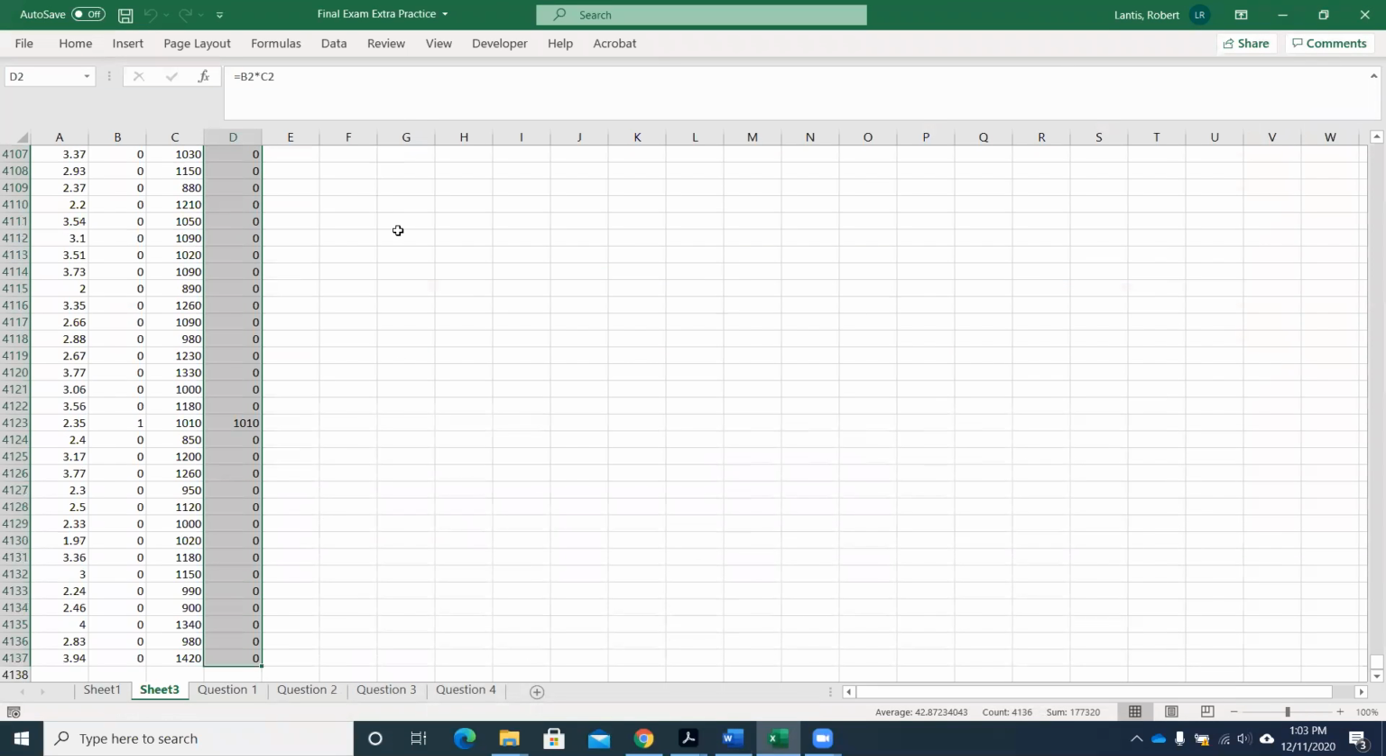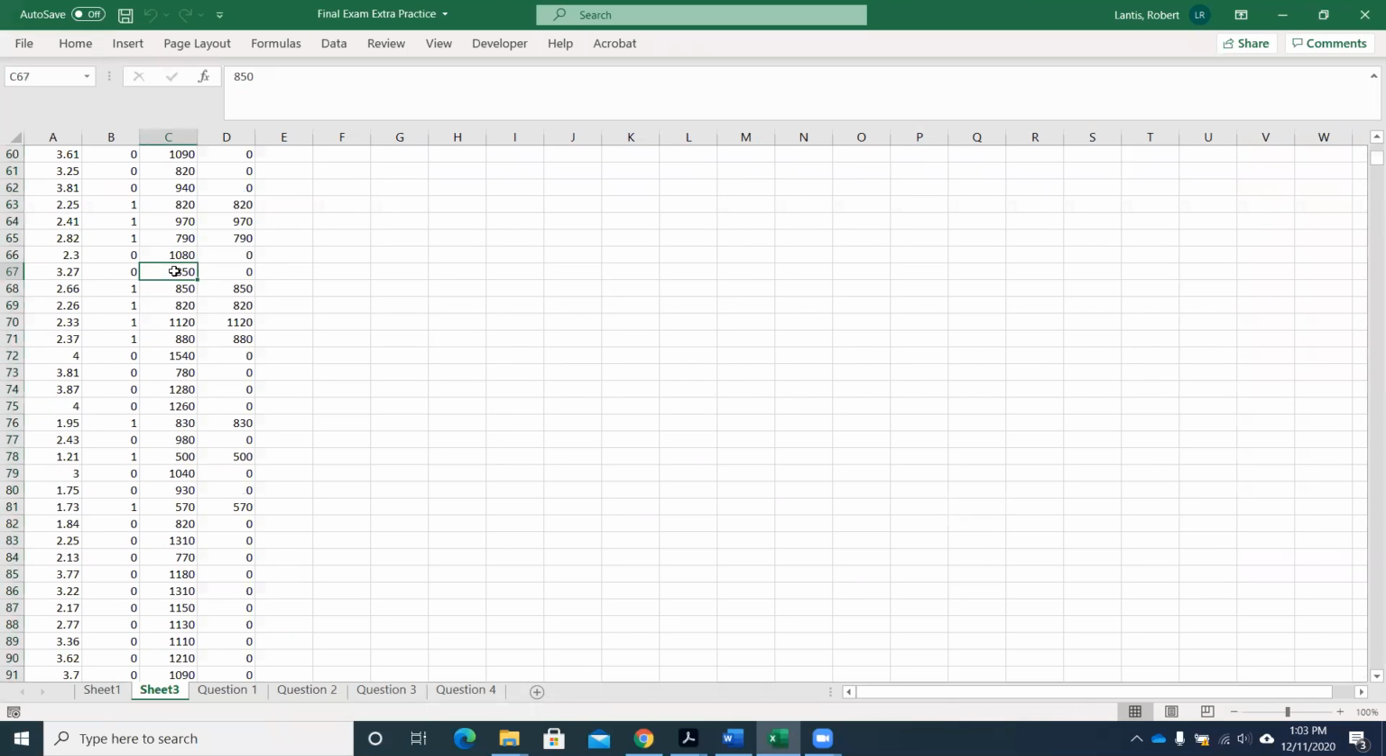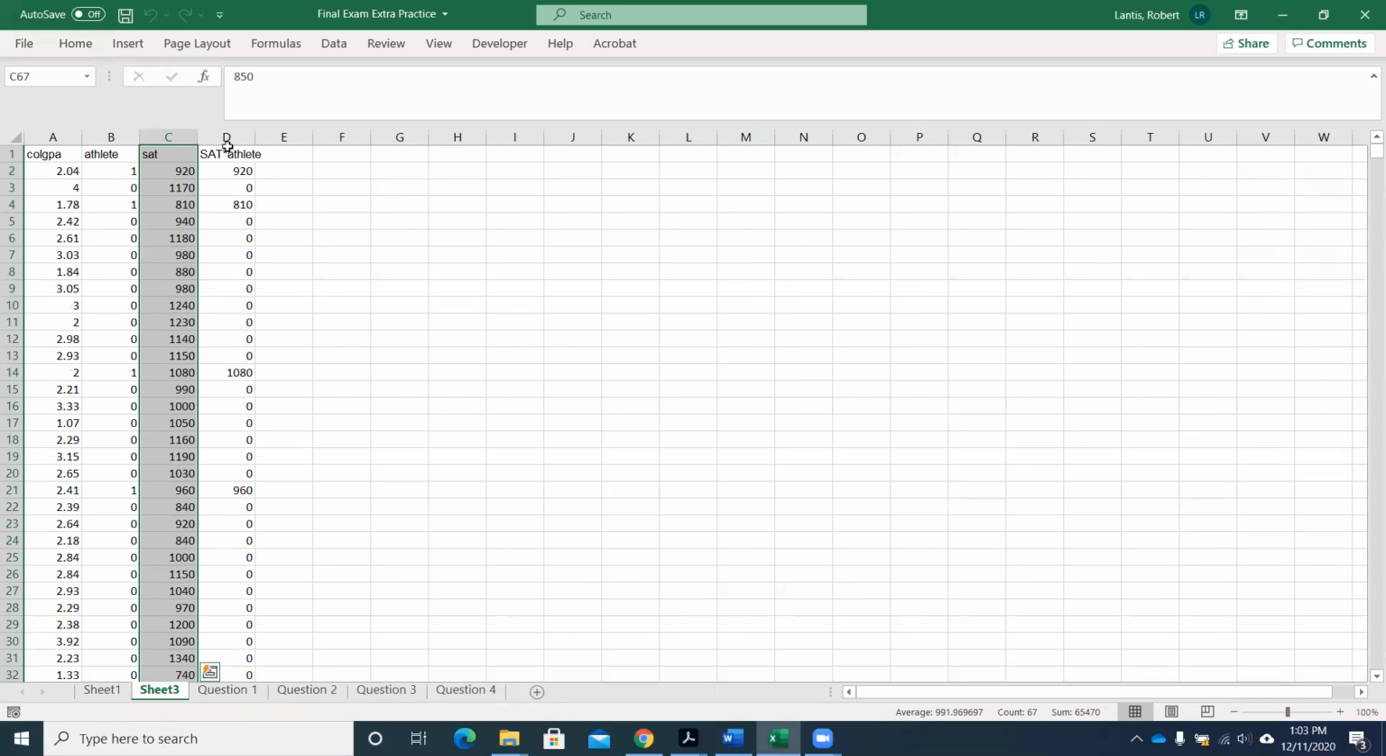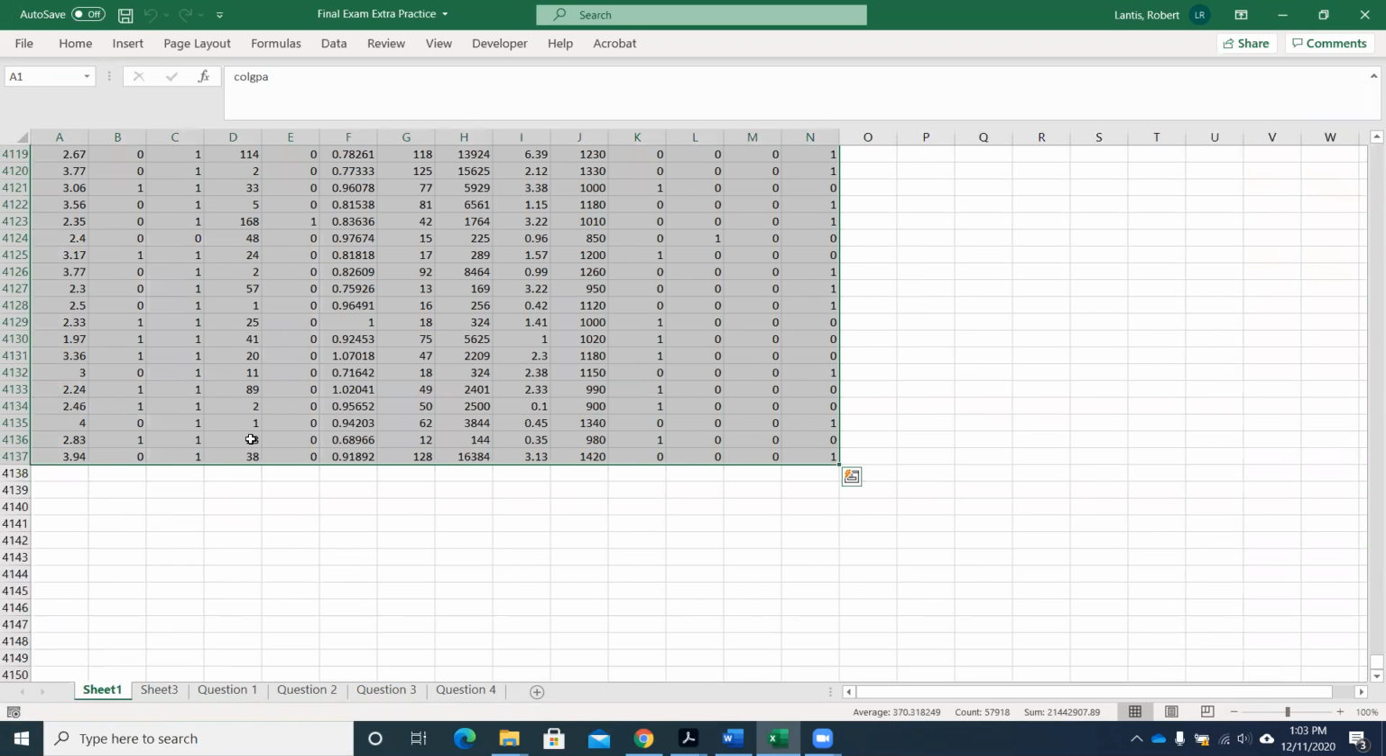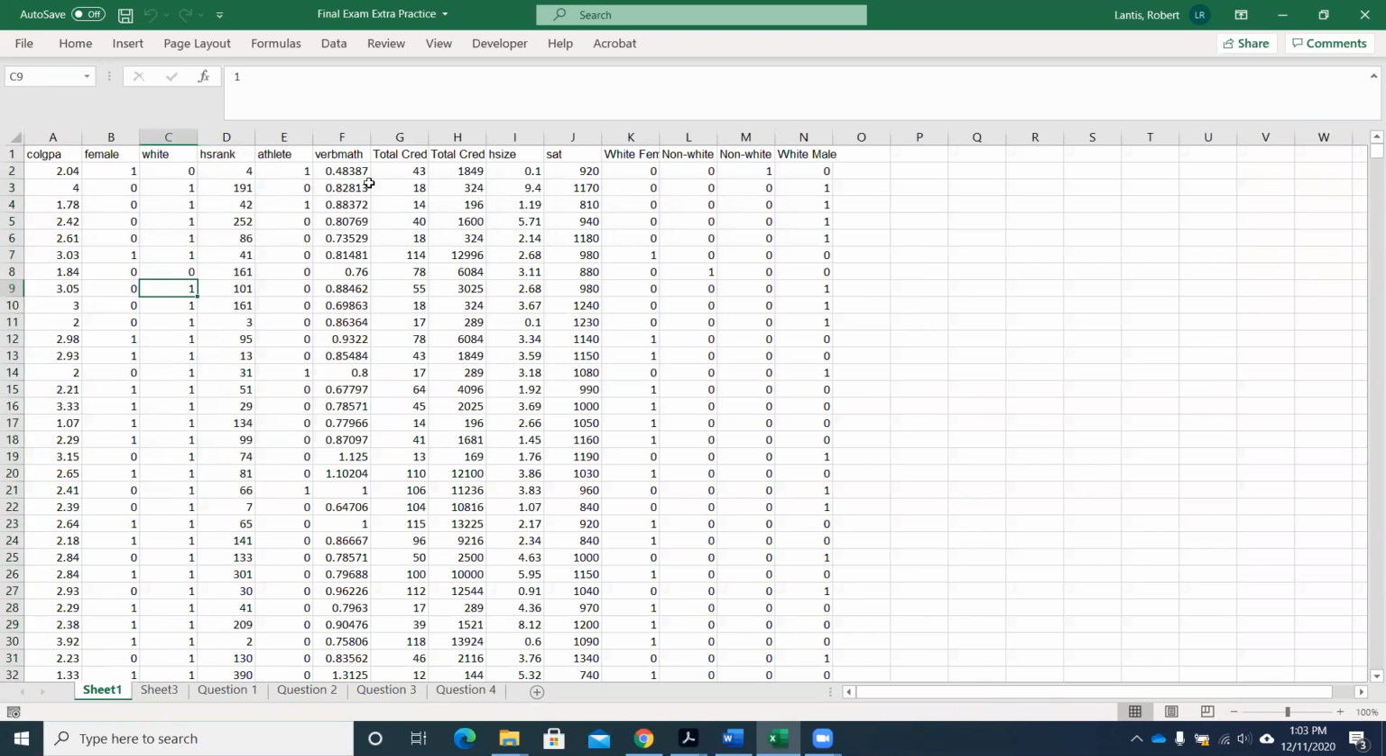All right, so I've got this final exam Excel file open as well. Let's see what we've got up here. It's working with that GPA data set, right? We'll answer a few questions. So I have sheet 1 here and sheet 3. Sheet 1 has a few more variables, and you'll see why as we work through this.